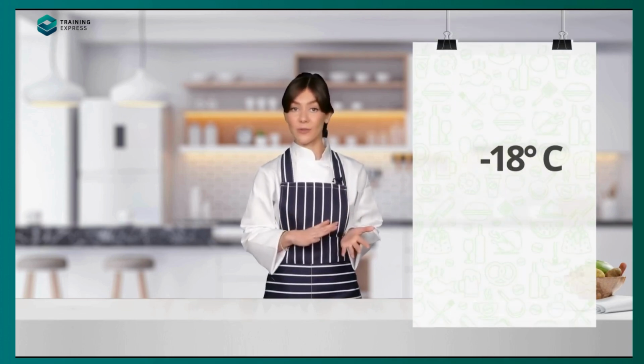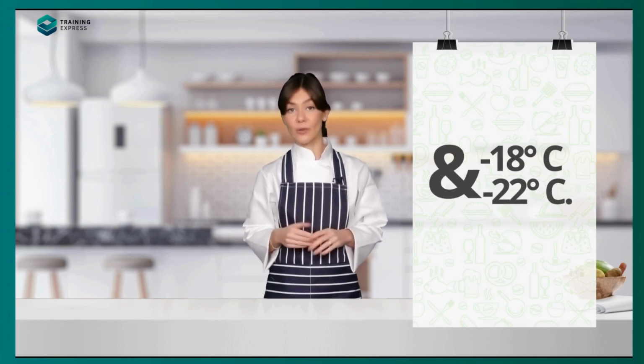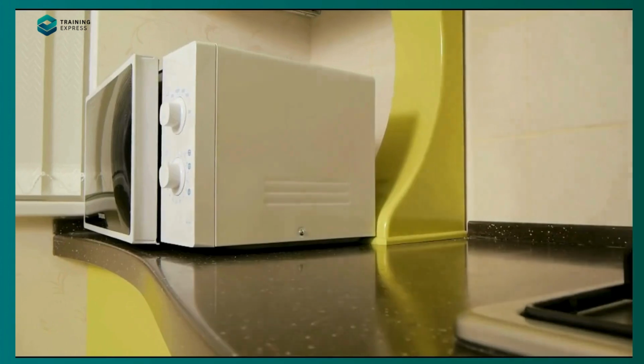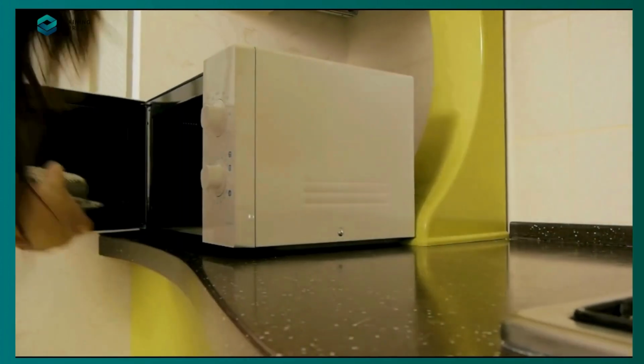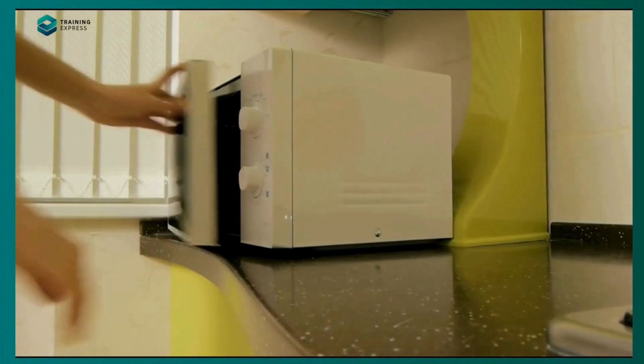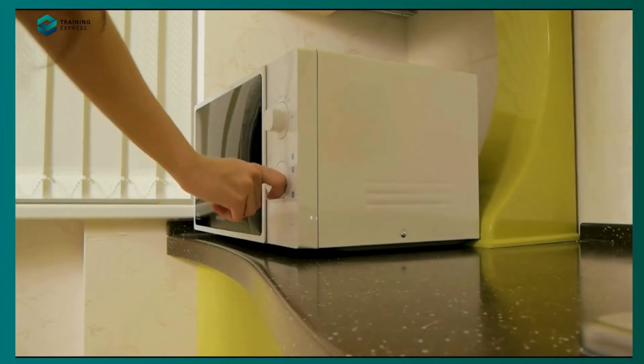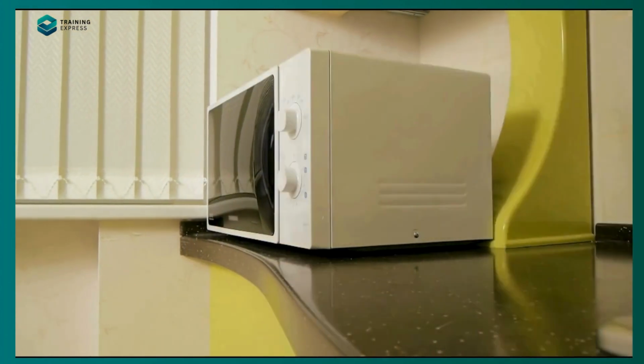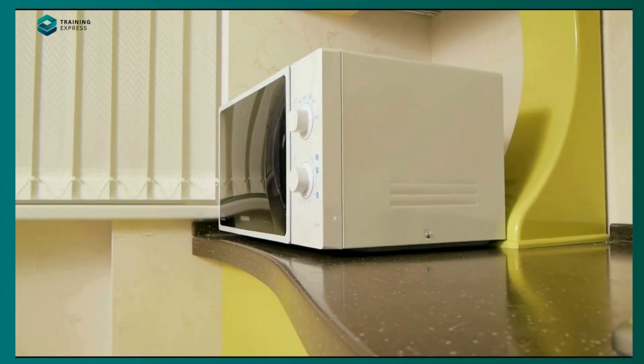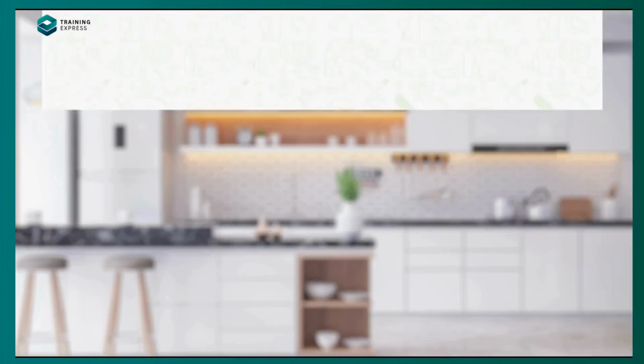Freezers must be maintained at between minus 18 degrees C and minus 22 degrees C. If fridge temperatures are too high, they should be immediately reported to the supervisor. If you can't fix the problem, call an engineer. When reheating, the same temperature guidelines used for cooking must be followed. Only reheat food once. And keep in mind, don't cool food for more than 2 hours.